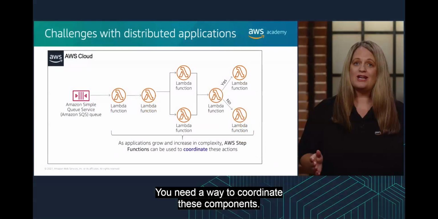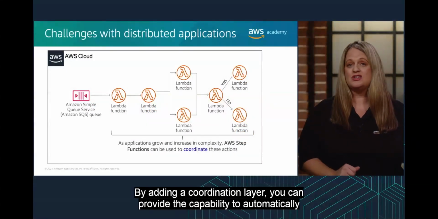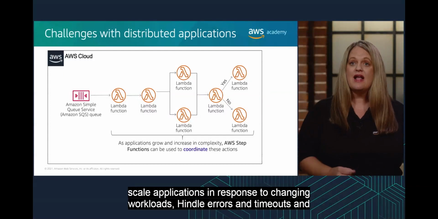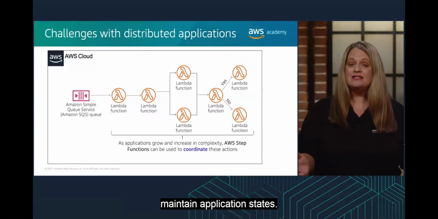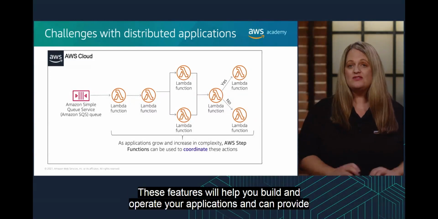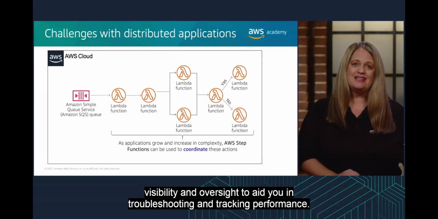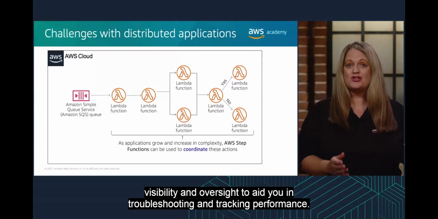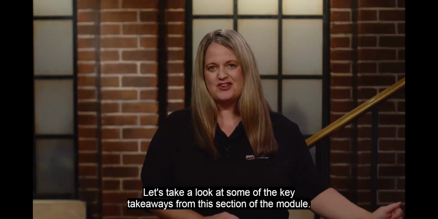You need a way to coordinate these components. By adding a coordination layer, you can provide the capability to automatically scale applications in response to changing workloads, handle errors and timeouts, and maintain application states. These features will help you build and operate your applications and can provide visibility and oversight to aid you in troubleshooting and tracking performance. Let's take a look at some of the key takeaways from this section of the module.